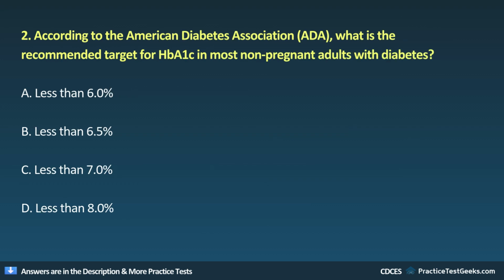2. According to the American Diabetes Association, ADA, what is the recommended target for HbA1c in most non-pregnant adults with diabetes? A. Less than 6.0%. B. Less than 6.5%. C. Less than 7.0%. D. Less than 8.0%.